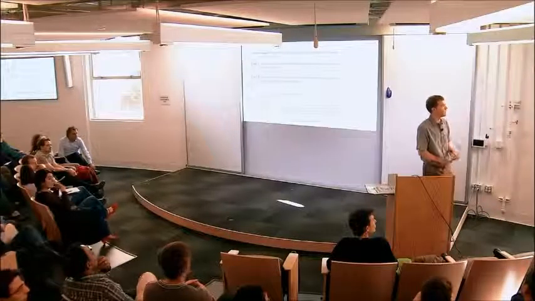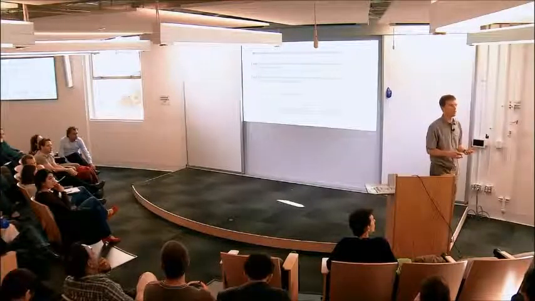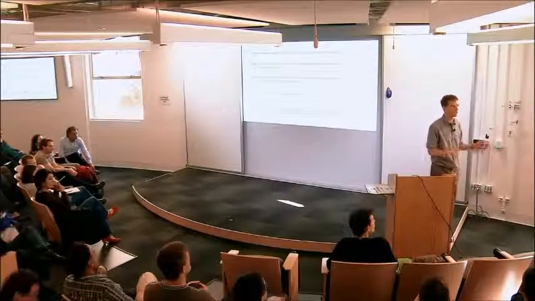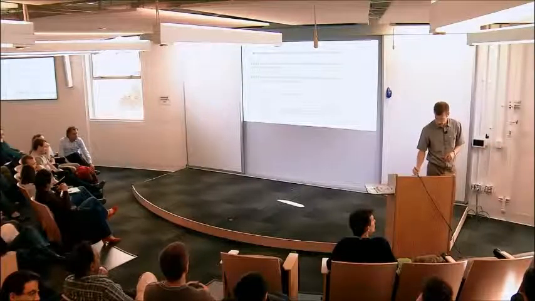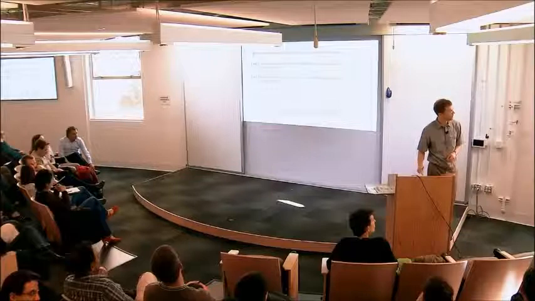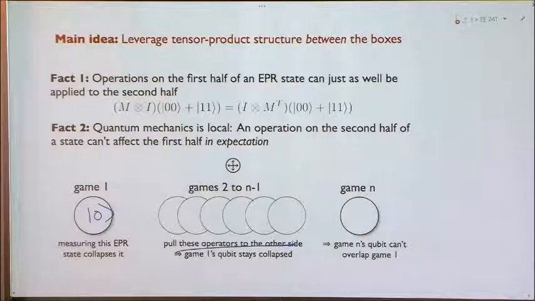Oh, it will. Because we don't exactly have an EPR state, the first fact will only hold up to like square root of epsilon, which means that when we pull these operators over to the other side, we're going to lose a factor of n minus 2 times square root of epsilon, because when you pull the operators over, those errors will accumulate. But that's fine if you're not too concerned about efficiency.